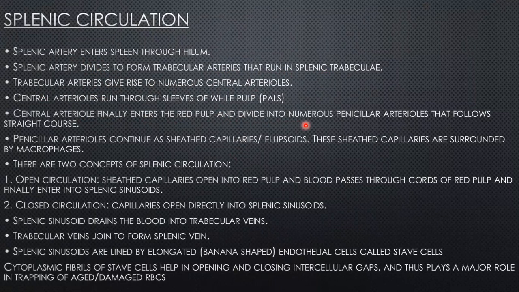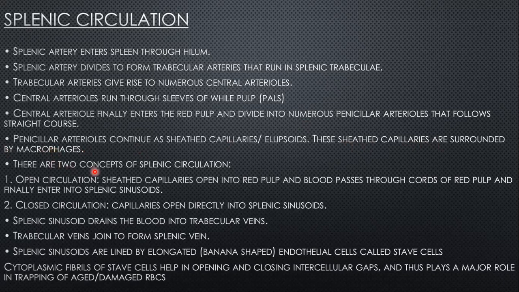So the penicillar arterioles pursue a straight course. Then the penicillar arterioles will continue as the sheathed capillaries or the ellipsoids. Now, these ellipsoids are surrounded by macrophages. Now, there are two concepts in splenic circulation. We have two types of splenic circulation, open circulation and closed circulation.